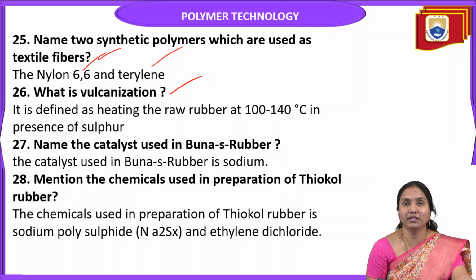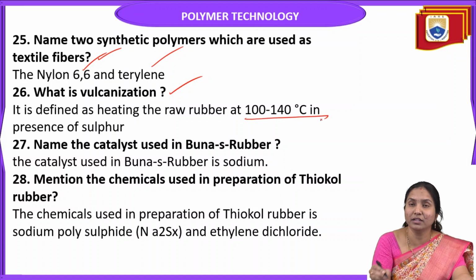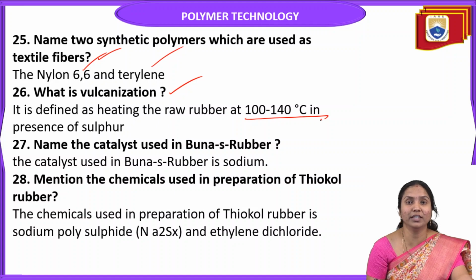And the next question is, what is vulcanization? It is defined as heating the raw rubber at 100 to 140 degrees centigrade in the presence of sulfur. That means natural rubber is heated with sulfur at 100 to 140 degrees centigrade. Here sulfur combines with the double bonds of the rubber chain. This process is called vulcanization.